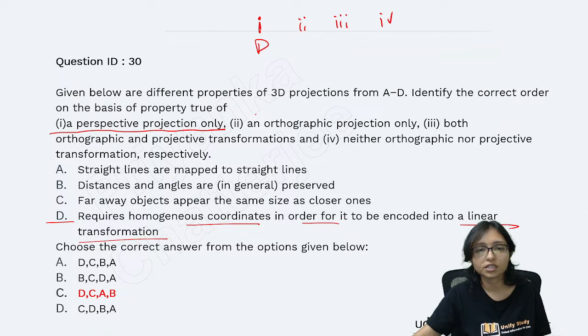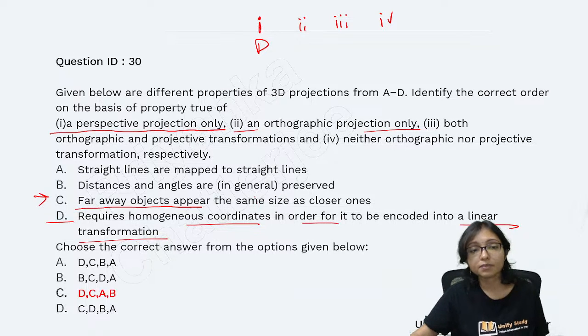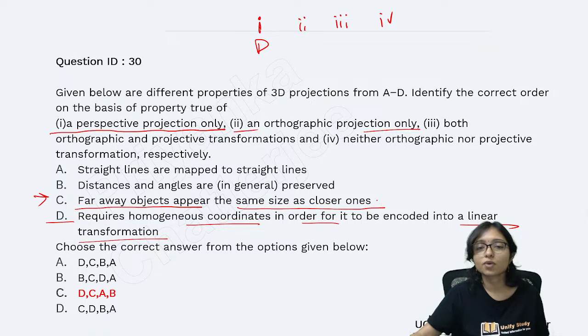So 1 will be with D. Orthographic projection only. Orthographic is one type of parallel projection. Here parallel is not possible, but orthographic, far away object appears same as this one. That is only possible in orthographic. So this one only. Now both orthographic and perspective projection, which one is?